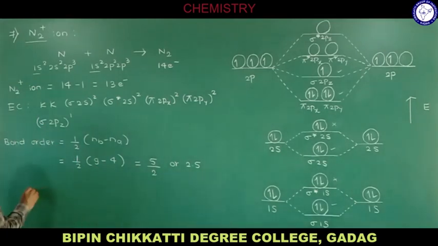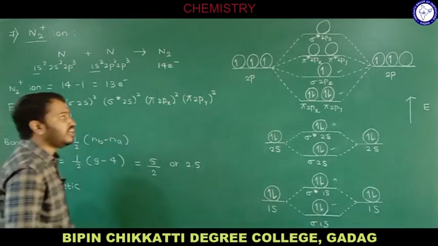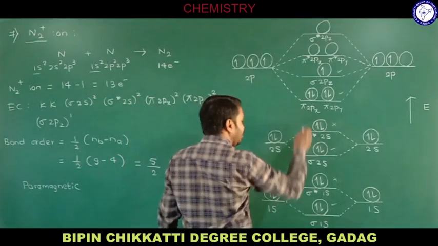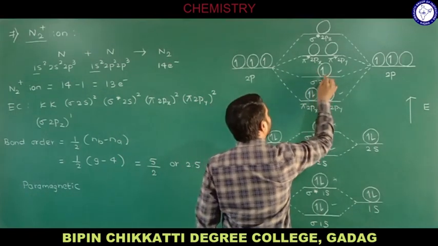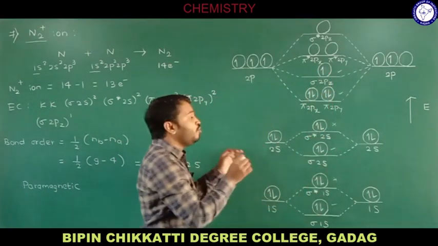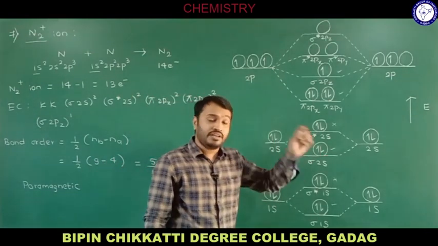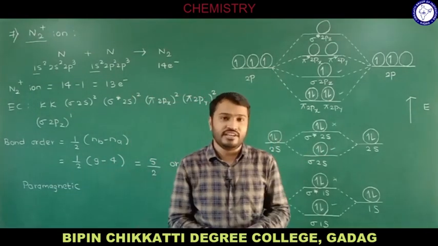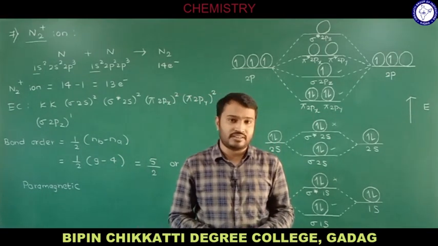And what about the magnetic property of this? So what I am going to write here is paramagnetic in nature. Why is it paramagnetic in nature? Observe here, in a sigma 2pz molecular orbital we have a lone pair of electrons, and that shows the magnetic property, paramagnetic in nature. So that is how MOT of N2 plus can be explained.